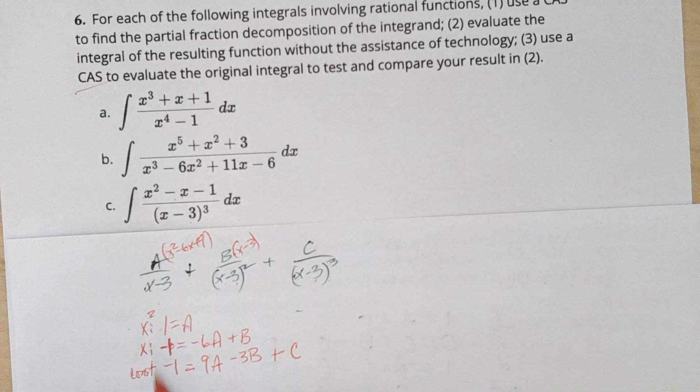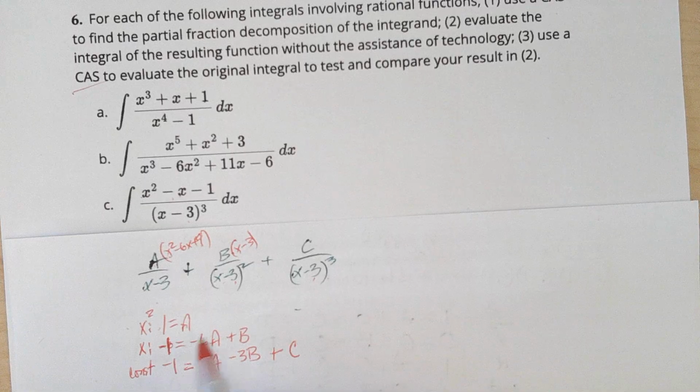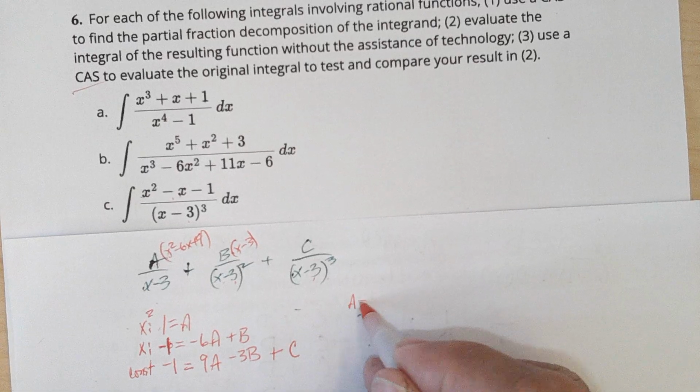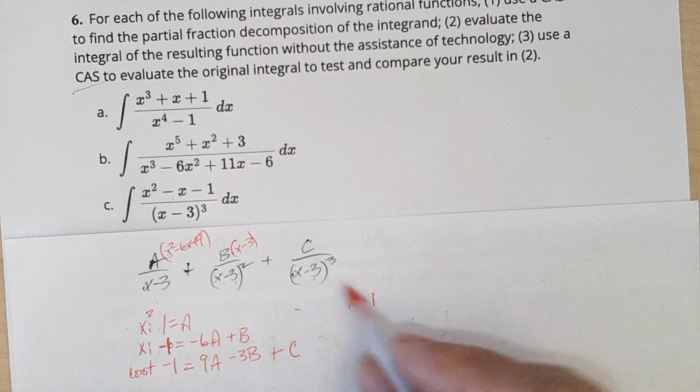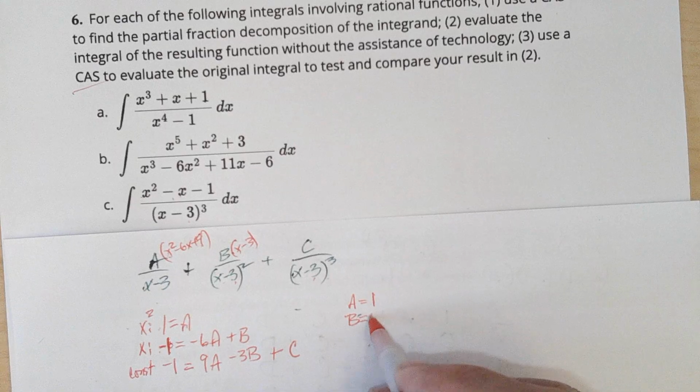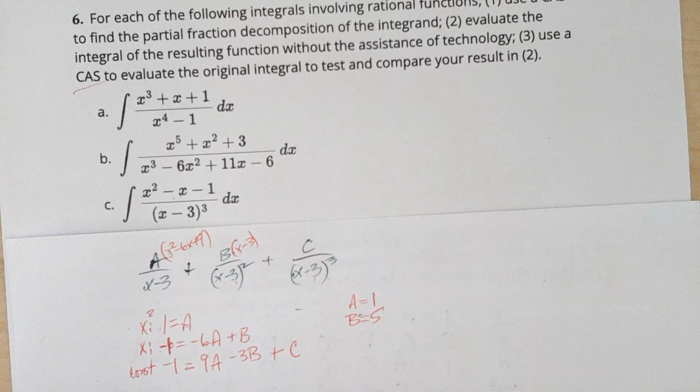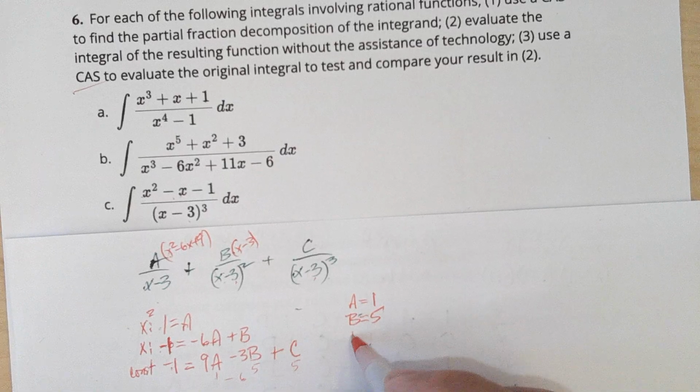Well, that says a is 1. And if a is 1, we've got minus 6 that we can add to the other side. So plus 6 minus 1 is 5. B equals 5. And if a is 1 and b is 5, we've got 9 minus 15, which is minus 6. So we need to add 5 to minus 6 to get minus 1.